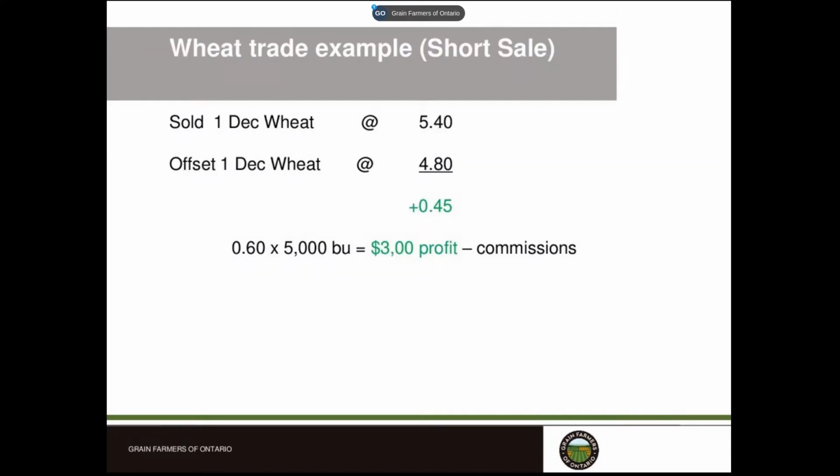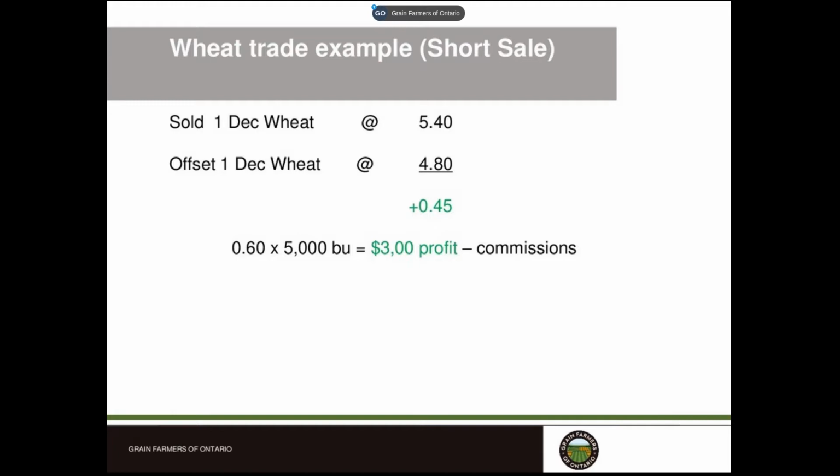Here's an example of a short wheat sale. If a speculator decided he thought the price was going to drop, you might want to sell the wheat at $5.40 like Joe did, buy it back at $4.80 for a 45-cent profit. No, actually, that's wrong. I just did that this morning. It's a 60-cent profit. So again, it's 60 cents times 5,000 bushels. You can see there $3,000 profit.